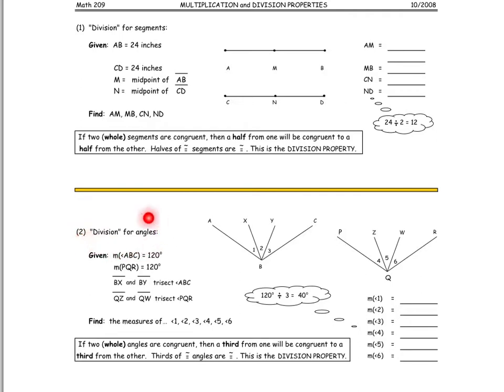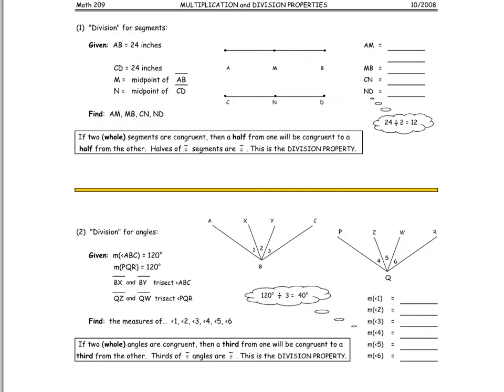What does division mean for angles? Something very similar. If I know that angle ABC is 120 degrees wide, and that BX and BY are trisectors, then I know that within each section of this angle, there is 120 divided by 3, 40, 40, and 40 degrees. If I know that angle PQR is also 120 degrees, and I know that QZ and QW are also trisectors, then I'm going to take the 120 degrees for angle PQR, divide it by 3, and find out that I have 40 here, 40 here, and 40 here.